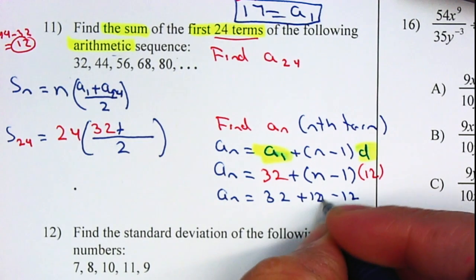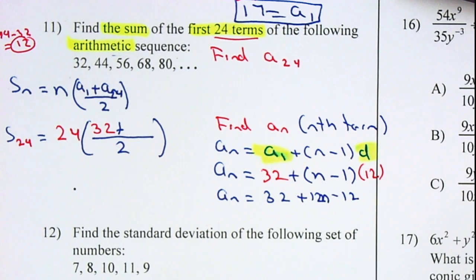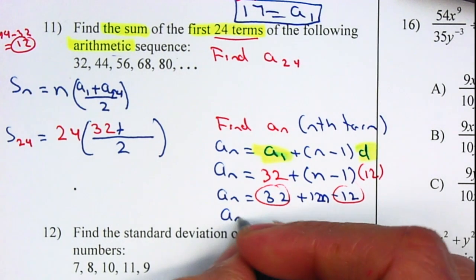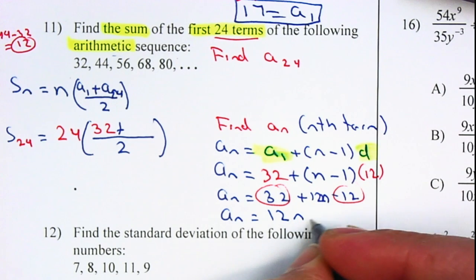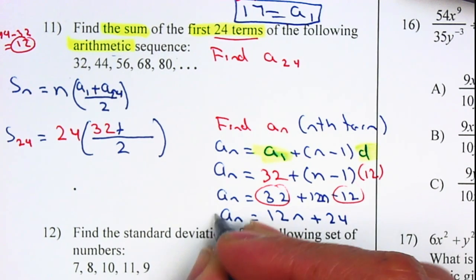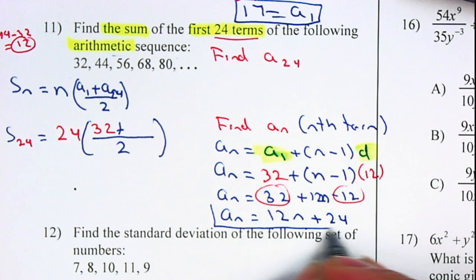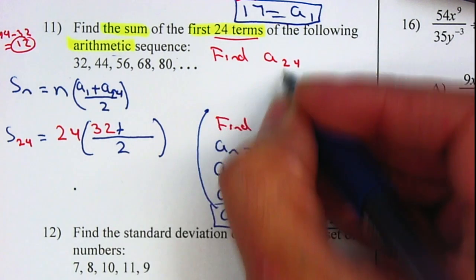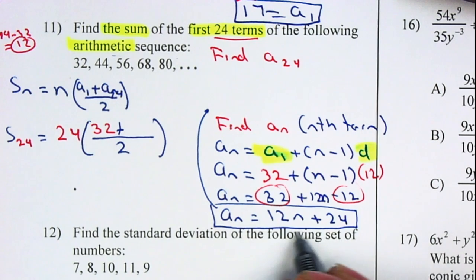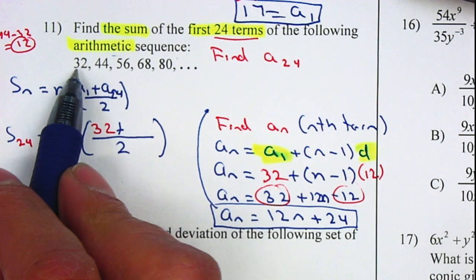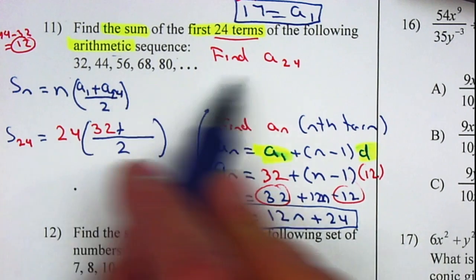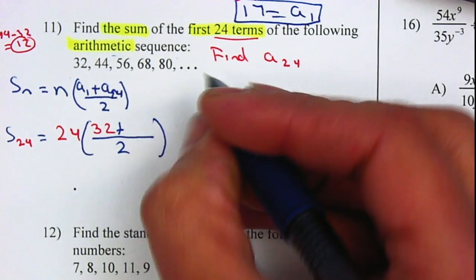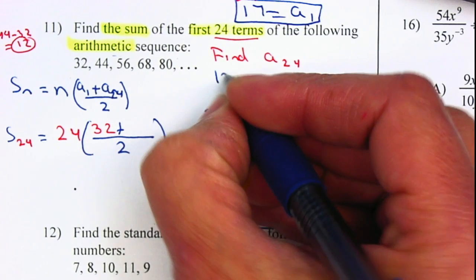And let's not forget that. Combine my like terms. So a sub n is equal to 12n plus 20. And that is my n term. I'm now going to use that to find the 24th number. This is my equation to find any number in the sequence. So if you plug in a 1, it should give you 32. Plug in a 5, it should give you 80. I'm looking for the 24th number, so plug in a 24.